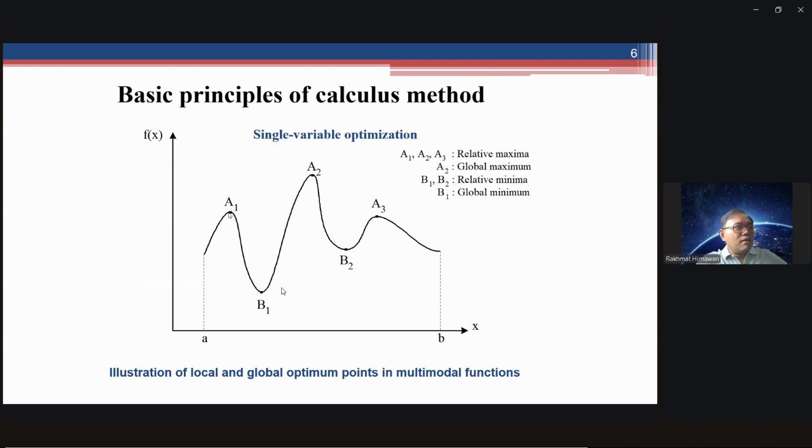How about this? There are other words about this: A1, A3, B2. It's called local, not global but local. Like A1 and A3 are local maxima, while A2 is the global maximum. Putting the words like this is good.